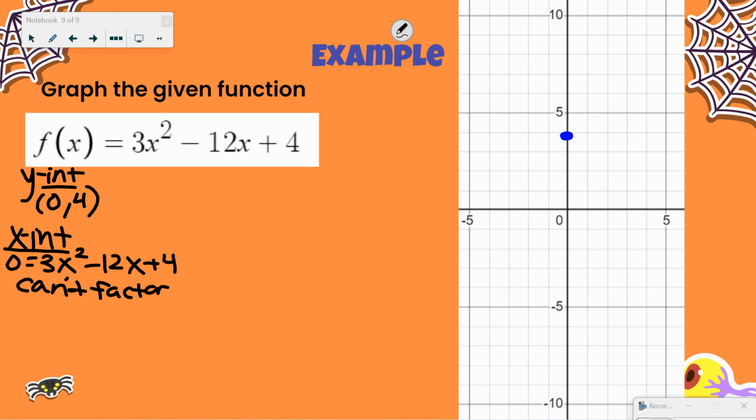What other key values can you find, or should you have, on your graph? The vertex. How do you find your vertex? You have a couple ways. How could I find my vertex?